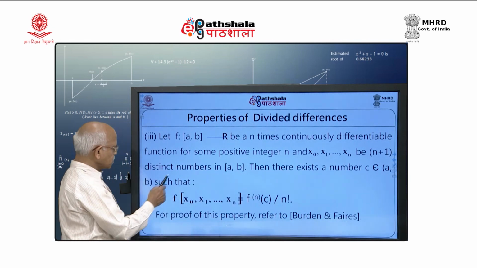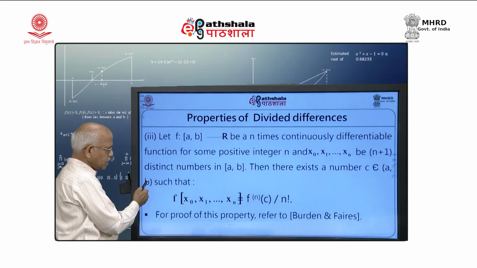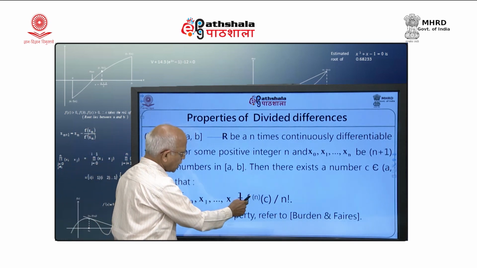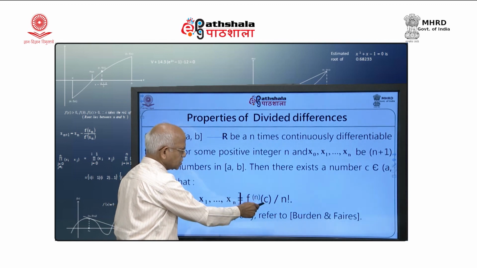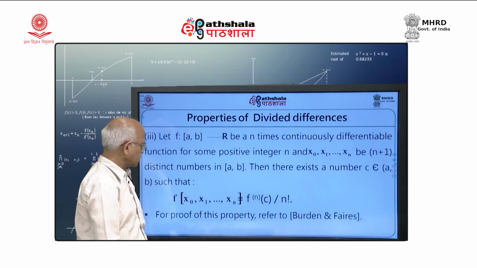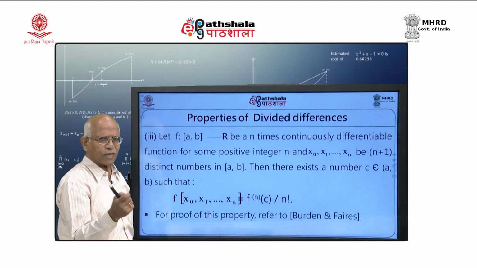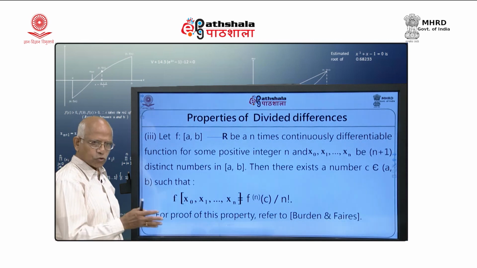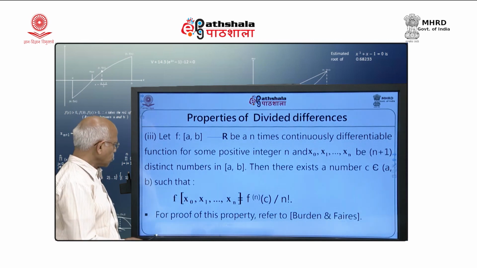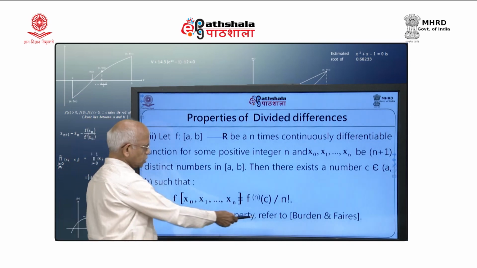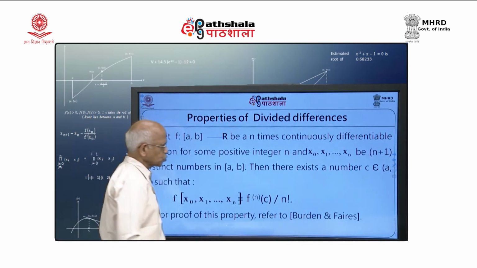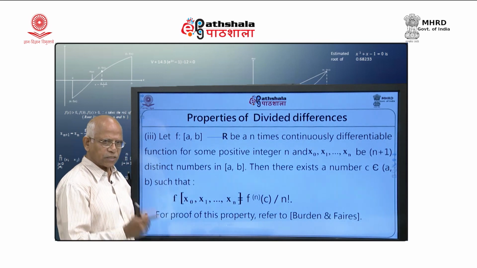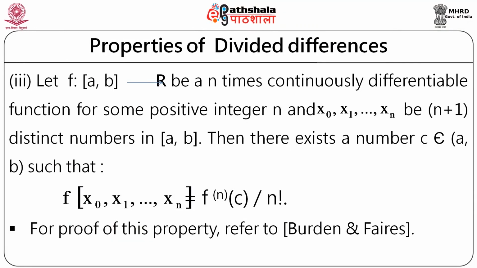Then there exists a number c belonging to the open interval (a, b) such that f[x0, x1, x2, ..., xn] is equal to the nth derivative of f at the point c divided by n factorial. So, this is something similar to the mean value theorem kind of representation we are considering here. The proof of this property we are not going to go into, because it will involve some calculus. So, I will refer you to the book by Burden and Faires, which is already listed in your additional reading material file.